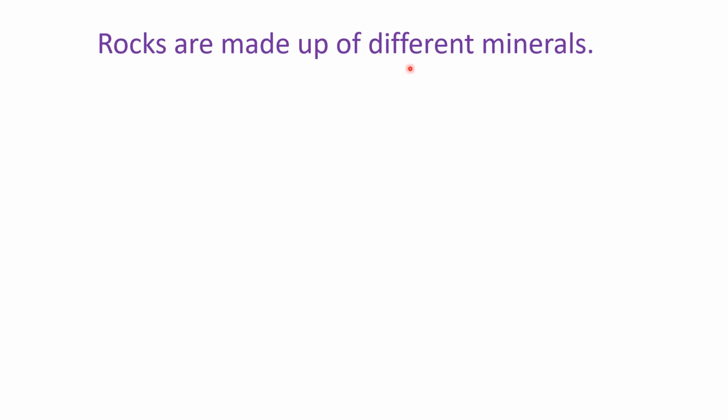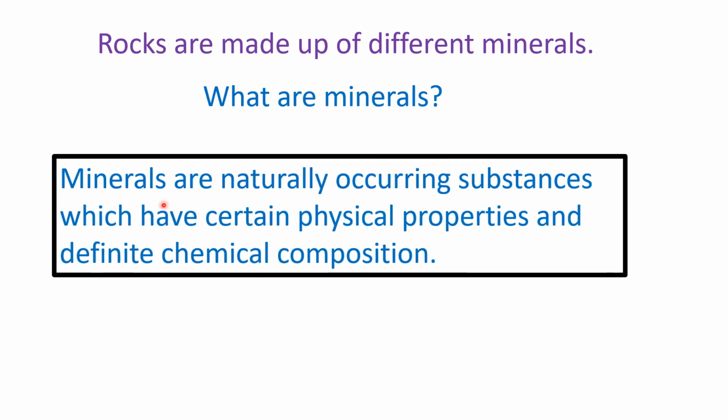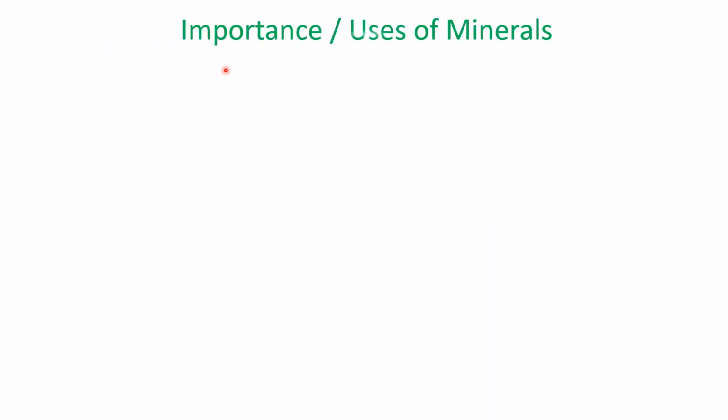Rocks are made up of different minerals. So let's start. What is a mineral? Minerals are naturally occurring substances which have certain physical properties and definite chemical composition. Importance or usage of minerals.